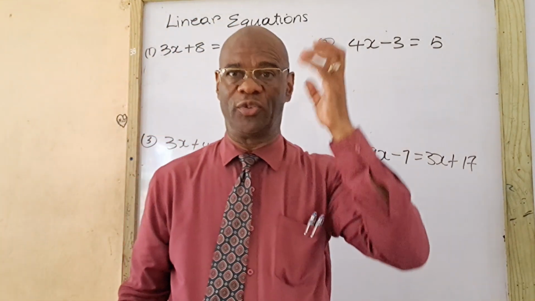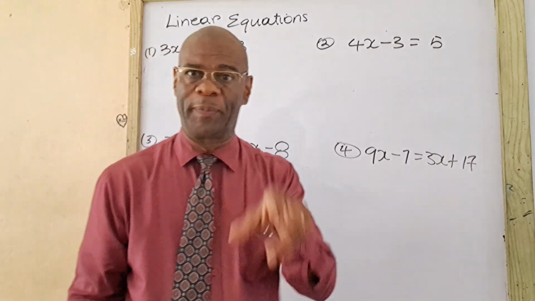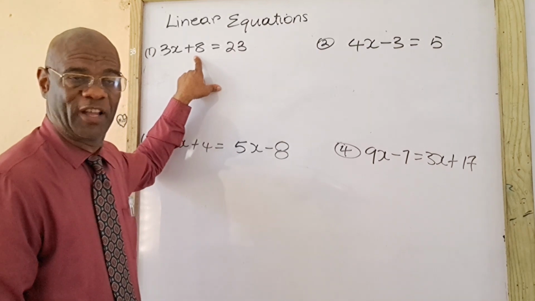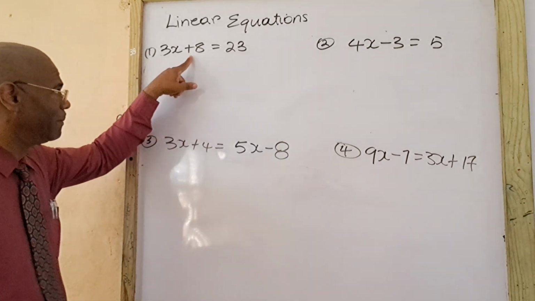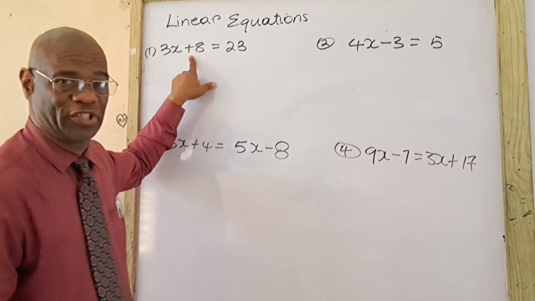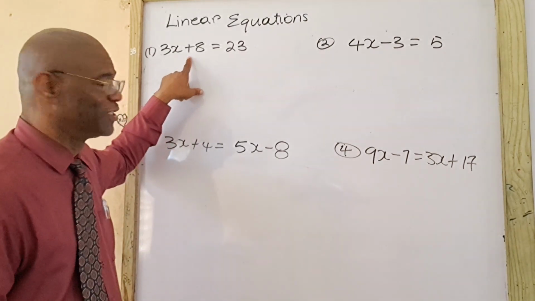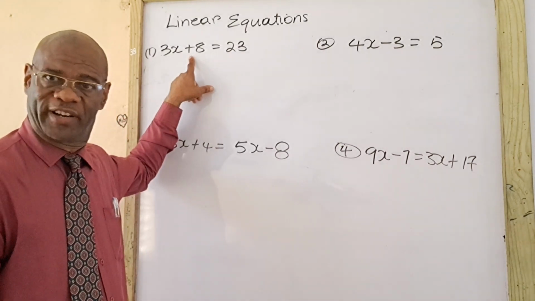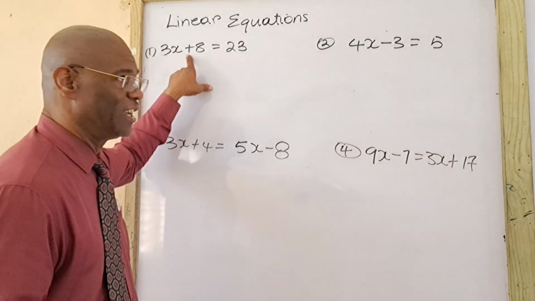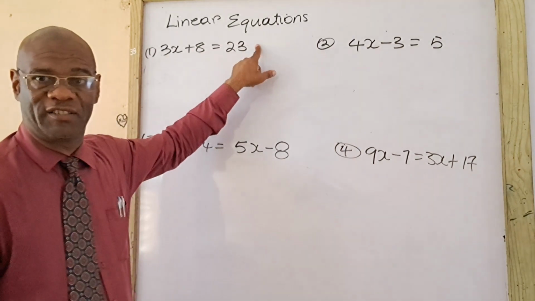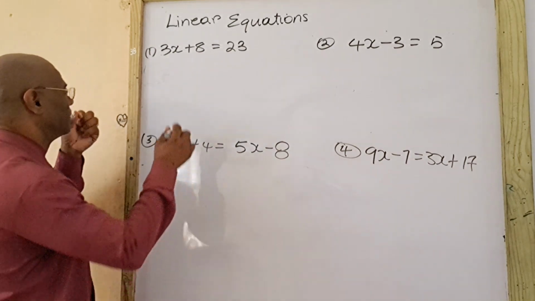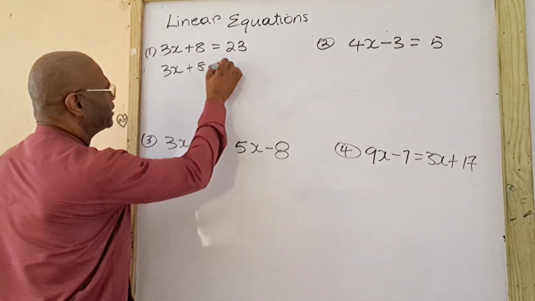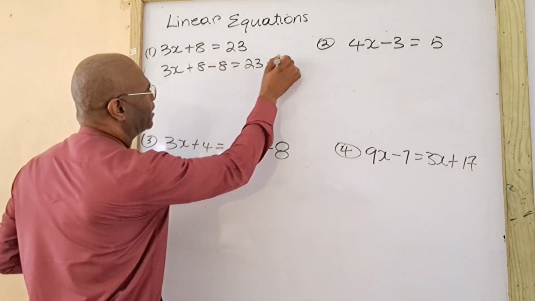We normally say to undo a term, we perform its opposite operation. In this case, we have a plus 8. The opposite operation for addition is subtraction, so I'm going to subtract 8 so that I can cancel it out. I must also subtract 8 on the right hand side. So we have 3x plus 8 minus 8 equals 23 minus 8.